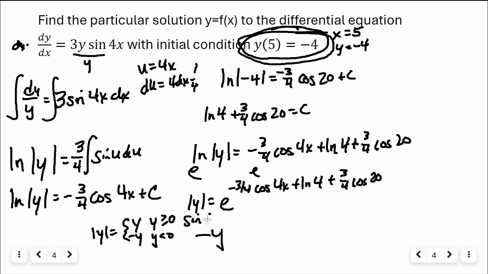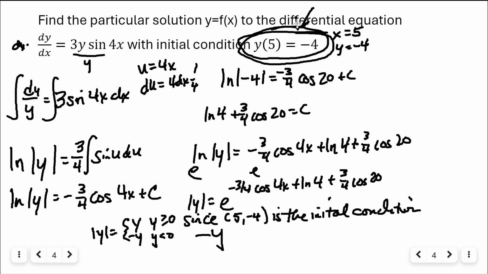So since -4 is the initial condition, y is -4, so we're on the bottom piece. So that means the absolute value of y in this case is equal to -y. We know that for certain because of this initial condition. In the last video, we didn't have an initial condition to decide whether it was this one or this one. So we had to consider that it could have been both of them.